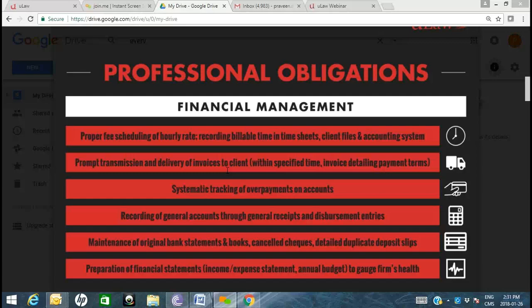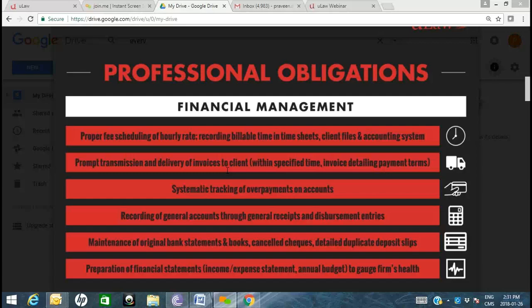Some of the other components of your financial management that are critical are maintaining bank statements and books, any canceled checks if applicable, and also duplicate deposit slips. As I said, these are some of the nuances, devil in the detail, that are very important to keep in mind as you plan your financial management.